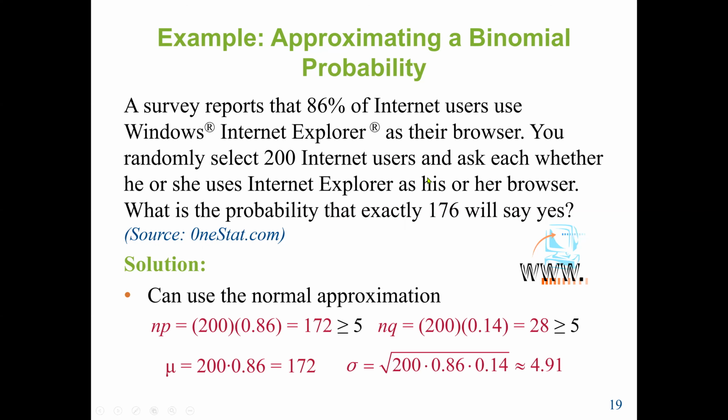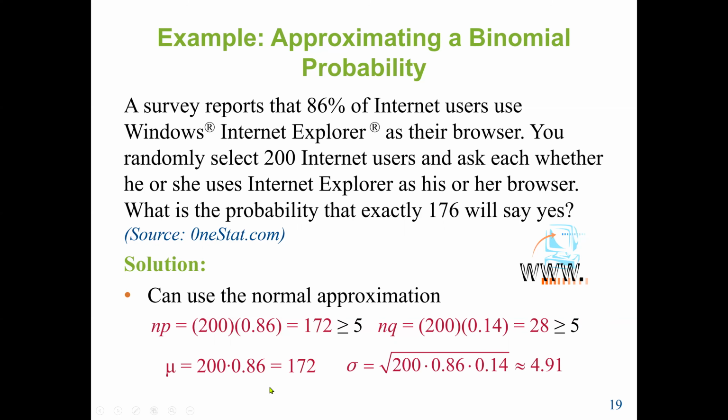So again, that will be our random variable X, which is discrete because it's based on counting how many. So we can use the binomial formula. But sometimes using the binomial formula makes it very complicated, so I want to see if I can use the normal distribution. First, we check the condition. Is NP greater than or equal to 5? Yes, it's 172. Is NQ greater than 5? Yes, it's 28. If the condition is met, then I'm going with the normal distribution.